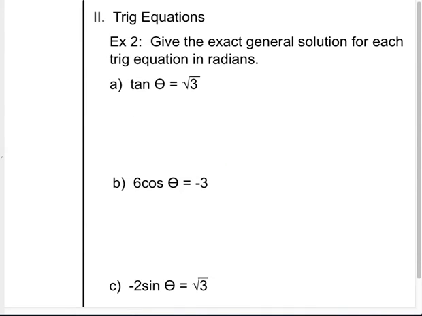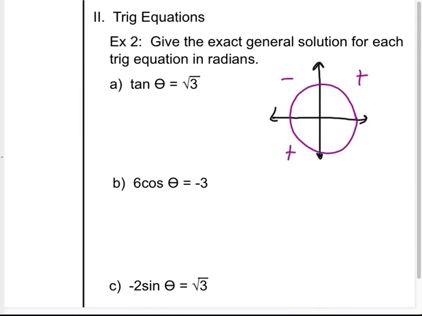So now we're going to take a look at giving the general solution for each trig equation in radians. What we need to talk about first is what the period of the tangent function is in radians. We talked about in the last video how the tangent function goes from positive to negative to positive to negative. So it has a period of half a rotation, 180 degrees, or in radians, pi radians. That will be the value that we add after we solve our equation.